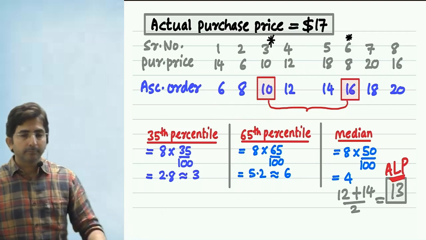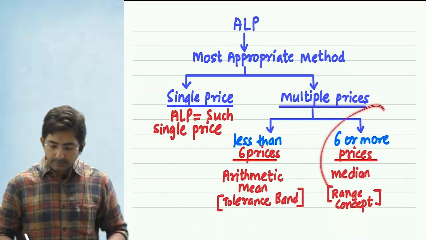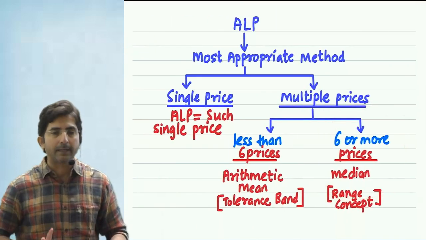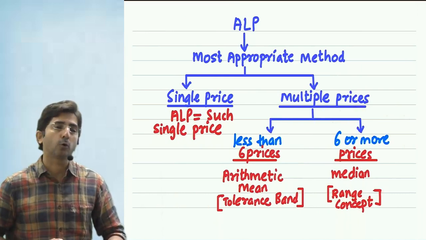Conclusion. How to calculate ALP when there are 6 or more prices? Conclude and tell me. Tell me if there are 17 prices, what to do?